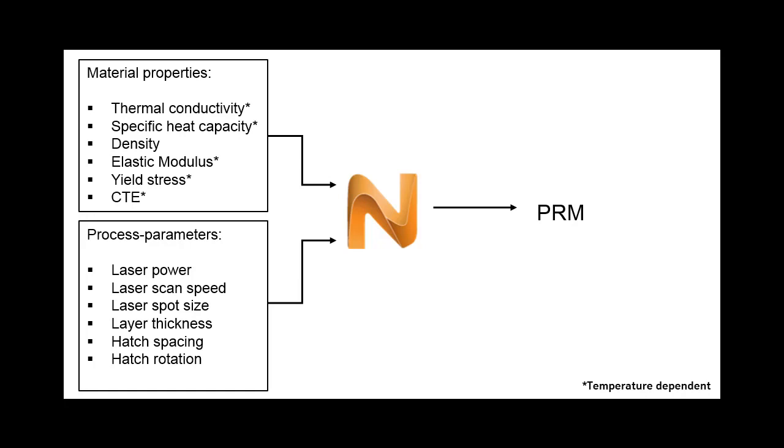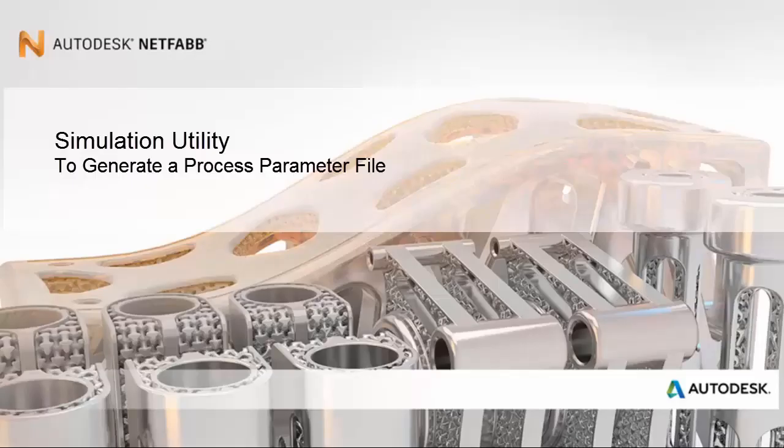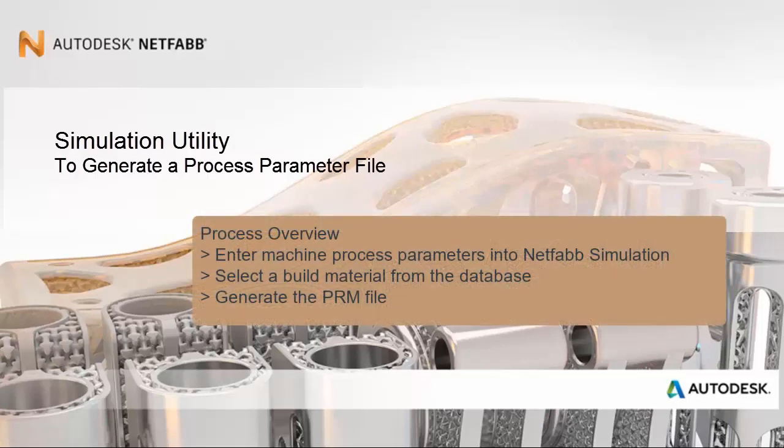So whenever we use this same combination of material and process parameters, the PRM file can be reused to provide the input data for simulating thermal and mechanical response of a manufactured part. An overview of the process of PRM file generation is as follows. Enter the machine process parameters into NETFABB simulation, select a build material from the database, and then generate the PRM file.